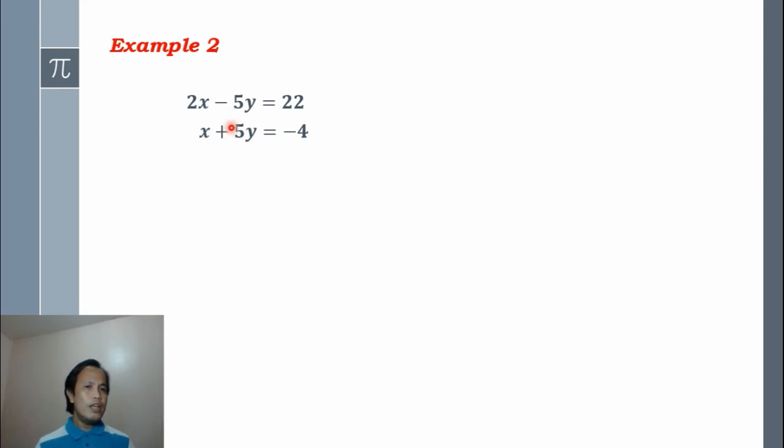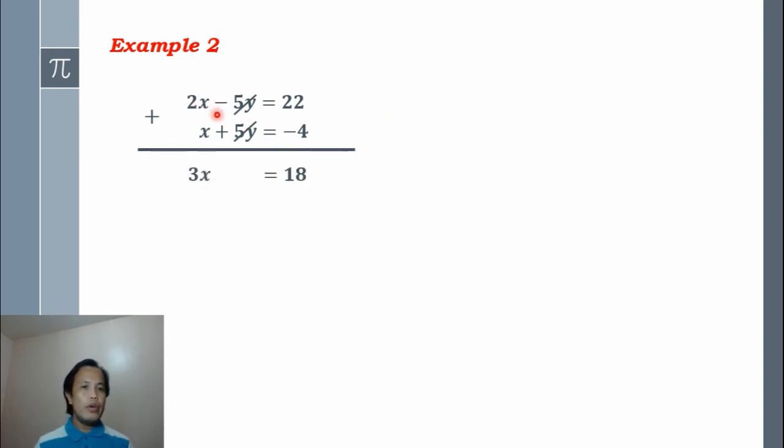Since they have different signs here, positive and negative, we will be using plus. We will add equation 1 and equation 2. This is addition, so we will not be changing any of the signs. We will just simply add the two equations directly. So we have 2x plus x. We have an assumed coefficient of 1 here. So 2x plus x is 3x. And in this case, we can eliminate the negative 5y plus 5y.